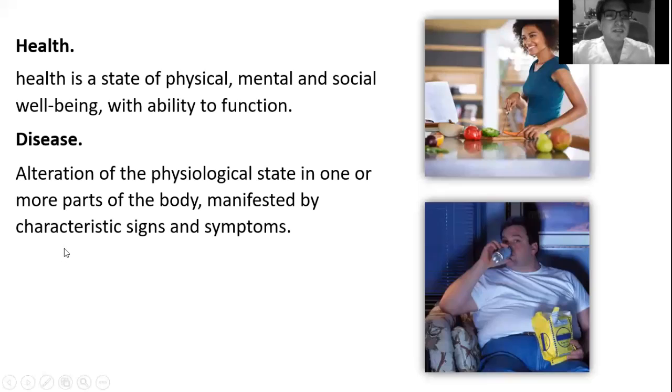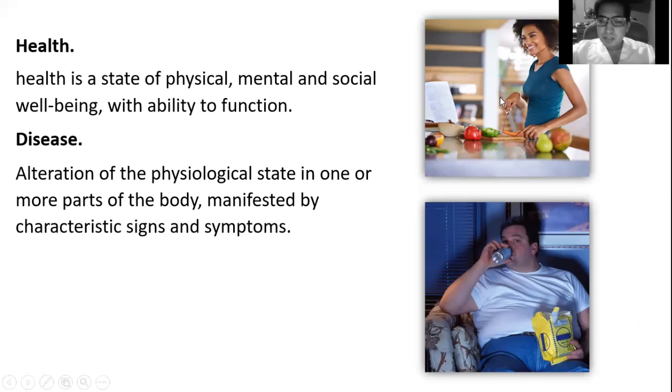To start, we are going to talk of pathology. To understand what pathology is, we need to know two very basic terms. These terms will be health and disease. In concept, health is a state of physical, mental, and social well-being with the ability to function. And disease, in concept two, is an alteration of the physiological state in one or more parts of the body, manifested by characteristic signs and symptoms.